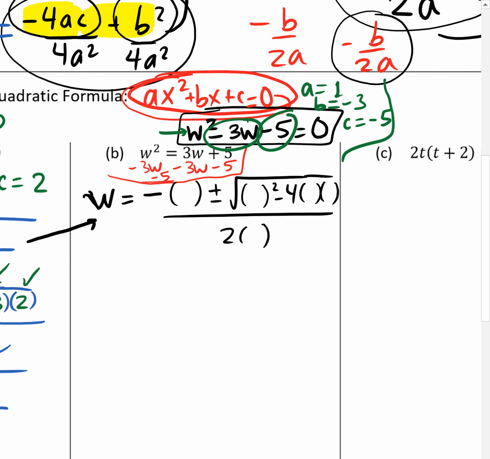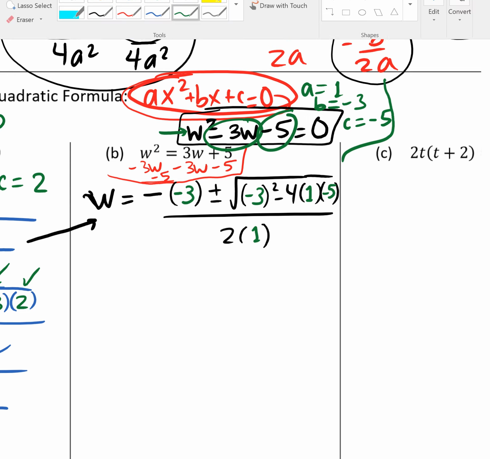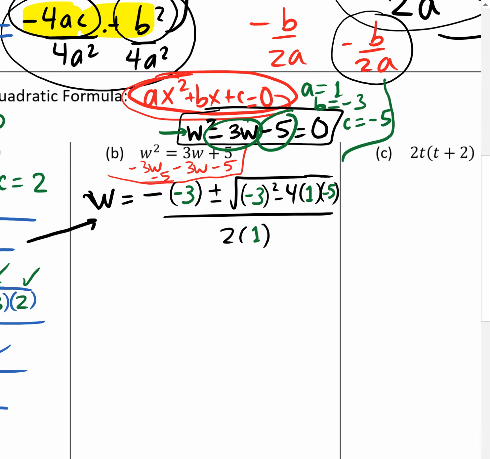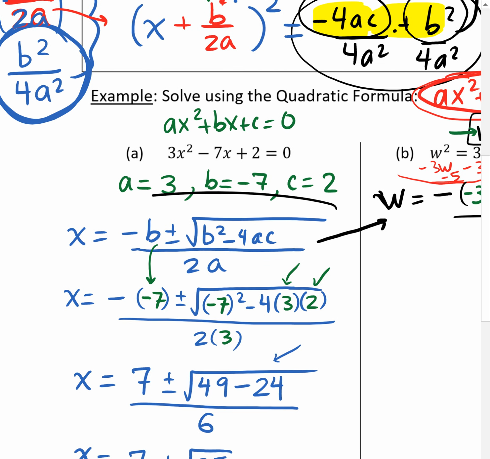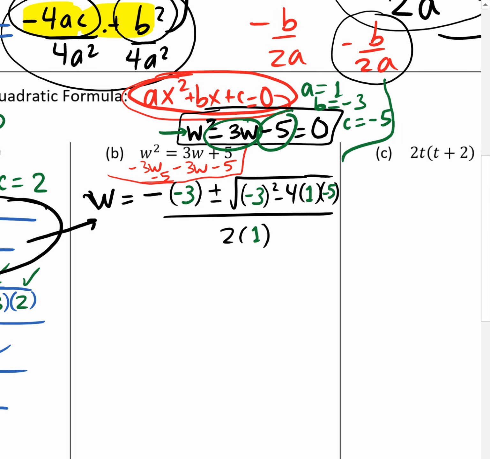So it goes -b, which is here, -3, and then plus or minus the square root of b squared, which is -3 squared, minus 4 times a, which is 1, times c, which is -5, over 2 times a, which is 1. So if it helps, you might want to rewrite the whole formula again during each problem and then just fill in what you know. It's only okay for me because I've already memorized this formula a long time ago.